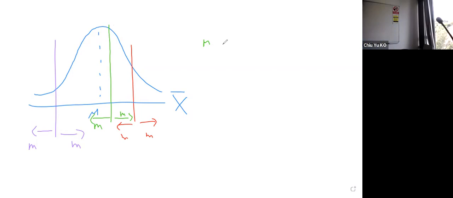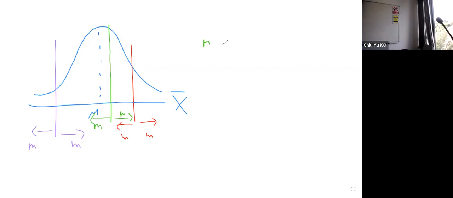In this case, green is included in the mu, right? And the red and the purple don't. So we want to construct the m, to vary the m, to make sure that if you do sampling in this way, most of the time we include the mu.